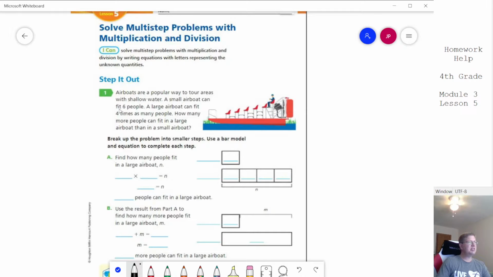So the first thing we need to do, we need to go ahead and underline the small airboat can fit 6 people. A large airboat can fit 4 times as many people. And we want to figure out everything in the last sentence here. So I'm going to try to draw a circle around that. So figure out how many people can fit in the large airboat. So the large airboat can hold 4 groups of 6.